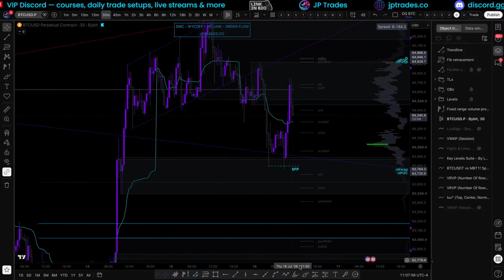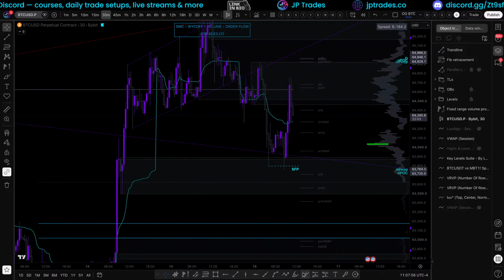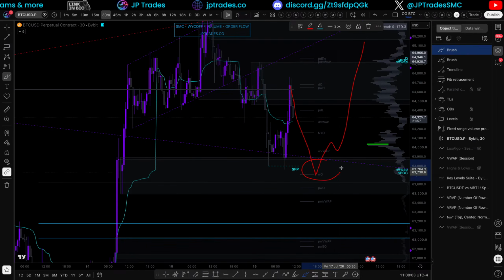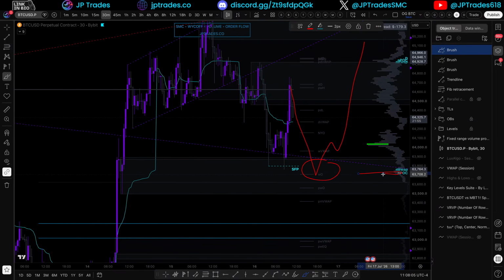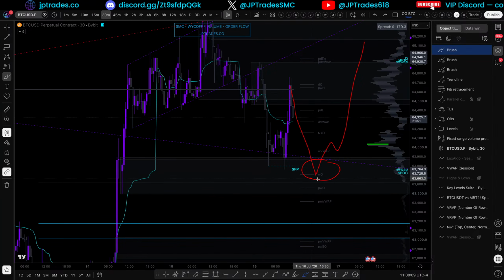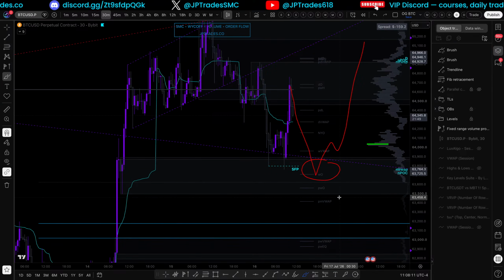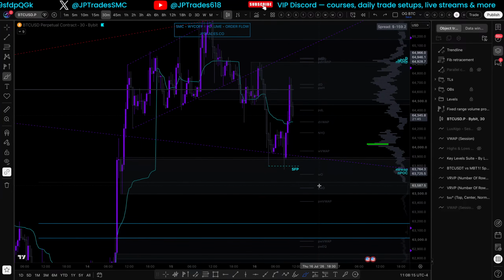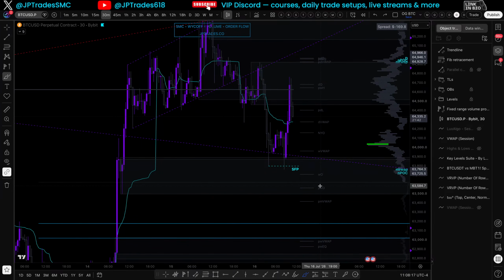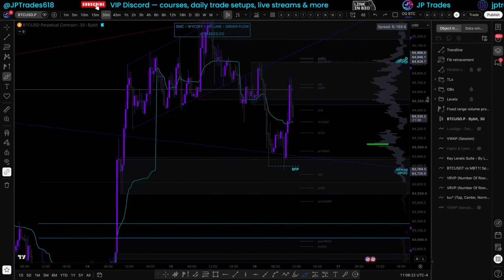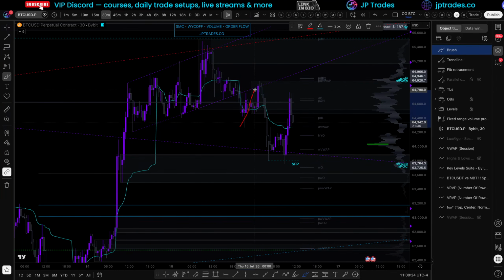Yeah, to be honest with you, I really wouldn't mind this coming all the way back and then giving us a nice long when it hits this naked point of control. We already hit the naked VWAP, but I still would like to hit this weekly and this naked point of control here. But this structure leg could be done. Could be done.